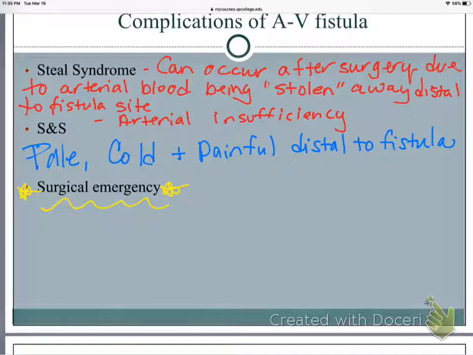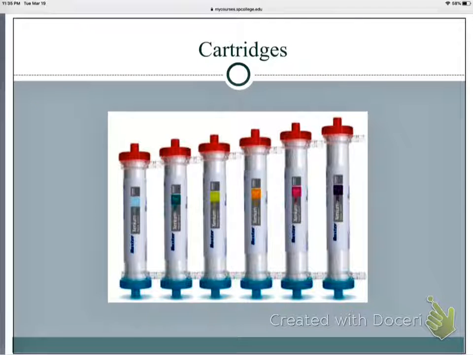So before dialysis, let me just do this. Let me just see one thing. Oh, here's a picture of your cartridges. Okay. That's what they look like.